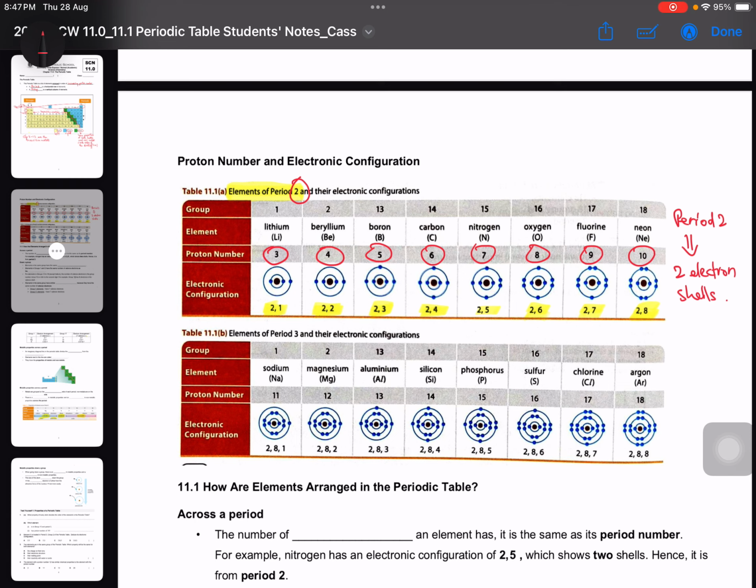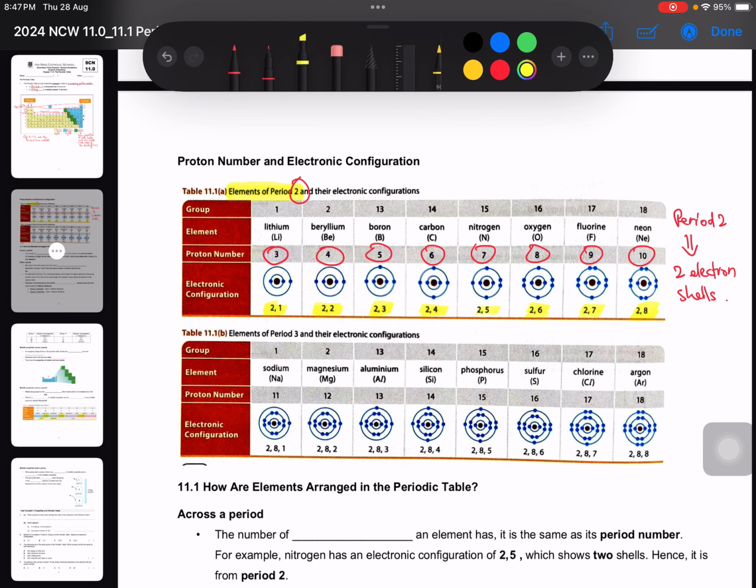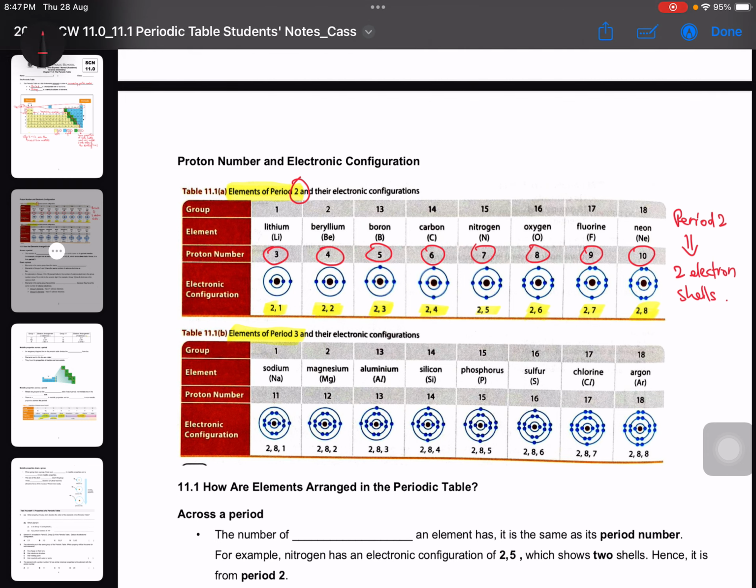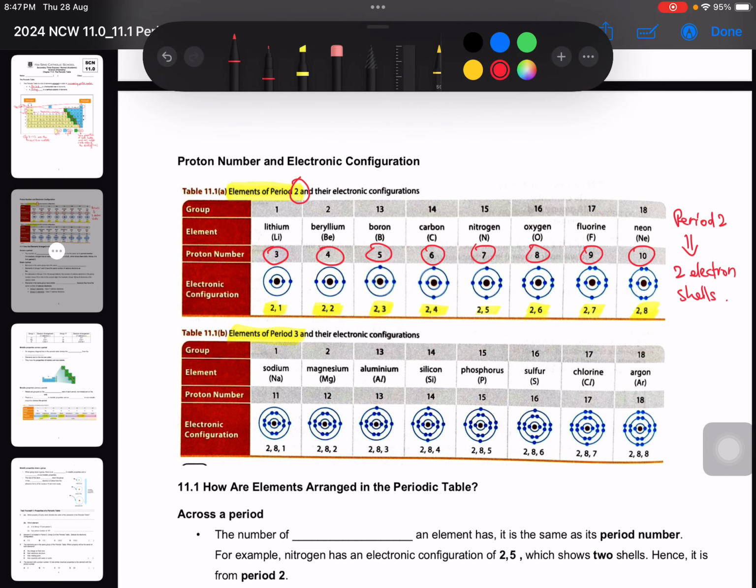Then how about period 3? How about elements of period 3? Does the number 3 correlate with anything? Yes, again it does. So for example, 11, 12, 13, and so on until 18. If you look at the shells, how many numbers does the electronic configuration have? They are all 3 numbers, right? Which means that they all have 3 shells.